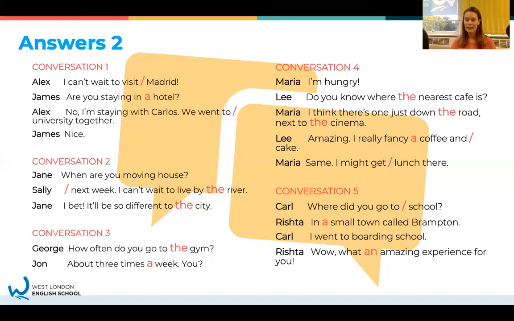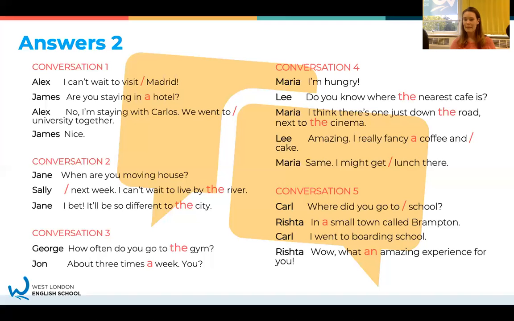The next one, Lee says, I really fancy a coffee. Coffee to drink, be careful. So this is a coffee. The place is a cafe. So I fancy a coffee. It's a singular countable noun. And cake. Cake is generally uncountable in English, so that's why there's no article.